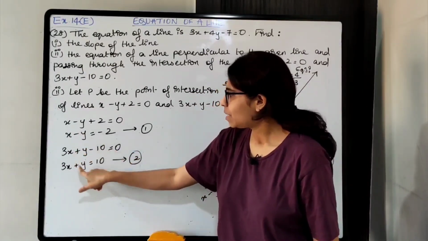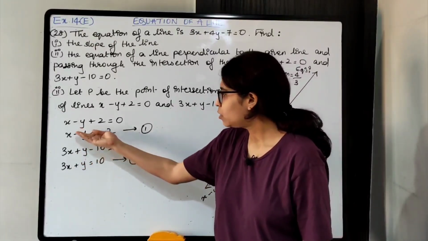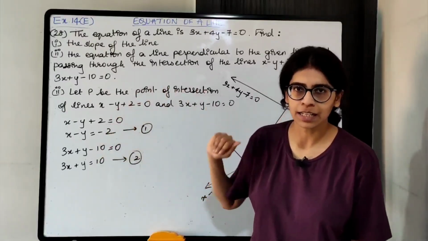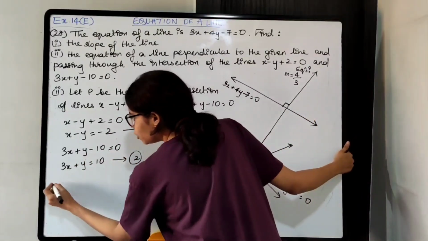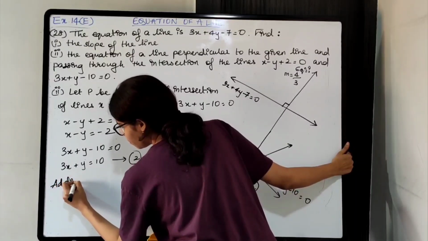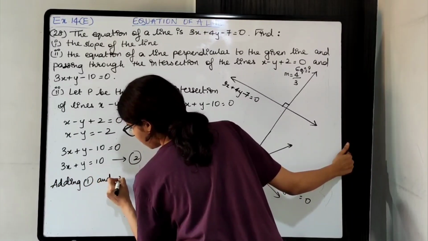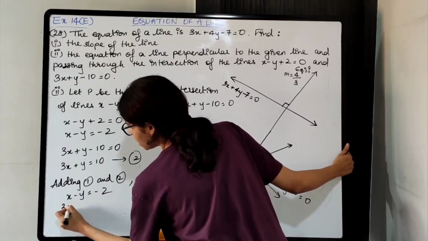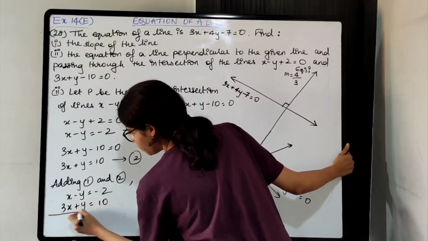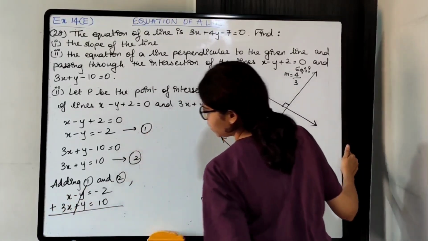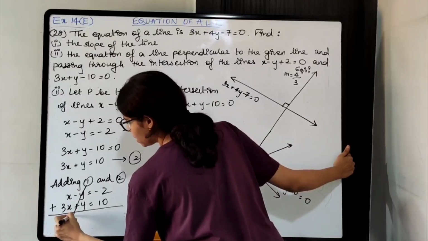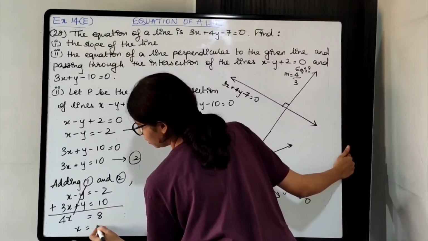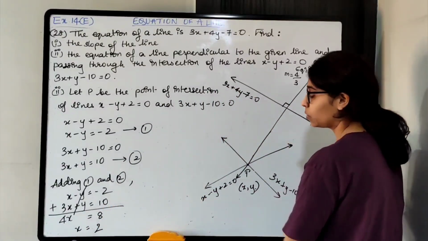y का coefficient same है यहाँ पे, है ना? So what I'll do is I'll directly solve. Signs opposite है, so add करना है because y will get cancelled. So adding 1 and 2. x minus y equals to -2 and 3x plus y equals to 10. Minus y plus y cancel हो जाएगा. x plus 3x is 4x. 10 minus 2 is 8. So x we'll get as 8/4, that is nothing but 2. Don't skip the steps.